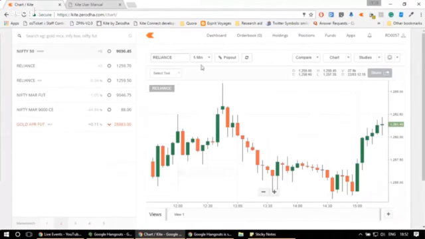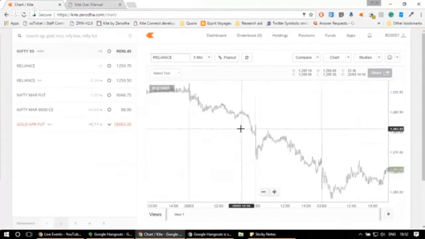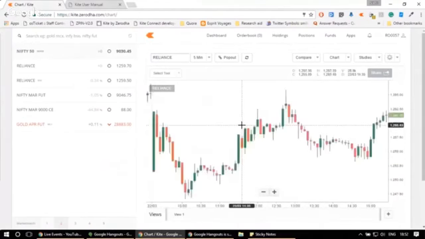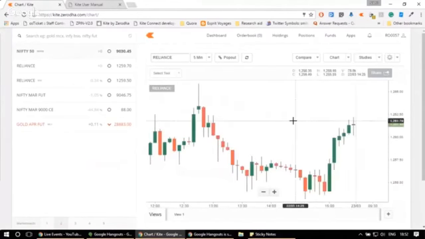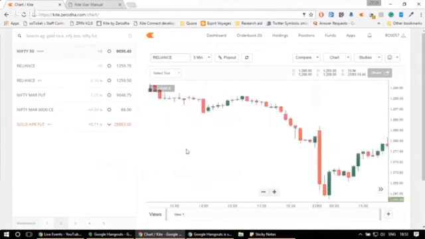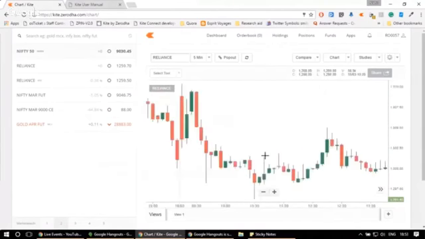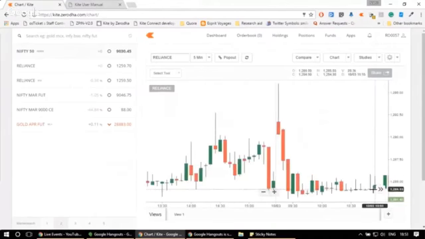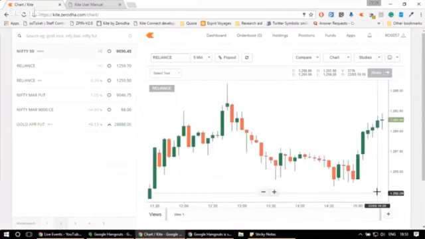This is a 5-minute candle chart for Reliance. I scroll up to zoom out, and I scroll down to zoom into the chart. You can drag the chart along the x-axis in order to shift the time frame I'm looking at. I get this button over here to go to the latest candle as well.